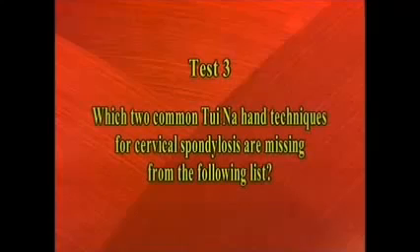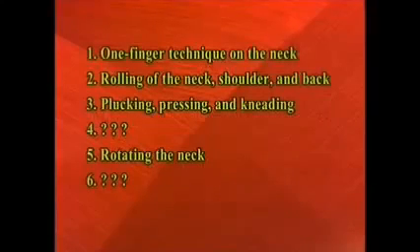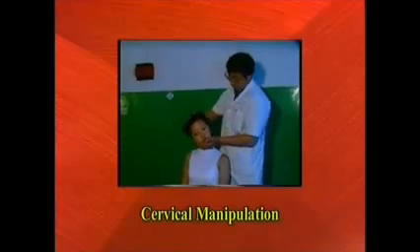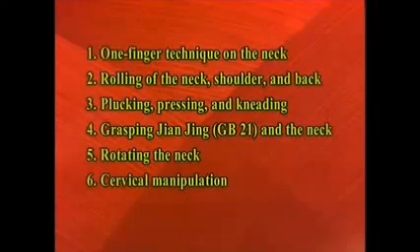Test 3. Which 2 common Tuina hand methods for neck disorders are missing from the following list? The missing methods were grasping the Jianjing, GB21 and neck, and cervical manipulation. Did you get it right?